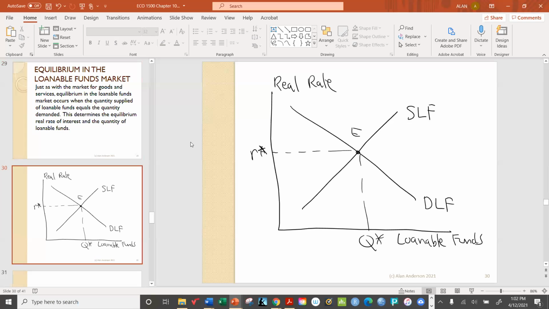At the intersection between the supply and demand curve for loanable funds, we have the real rate of interest, the equilibrium real rate, as well as the equilibrium quantity. Now, of course, something can change and shift these curves around. And when that happens, naturally enough, the real rate will change, as will the quantity. So what we're going to do is take a look at some examples of this and see how each one of these impacts the equilibrium rate of interest as well as the equilibrium quantity of loanable funds.